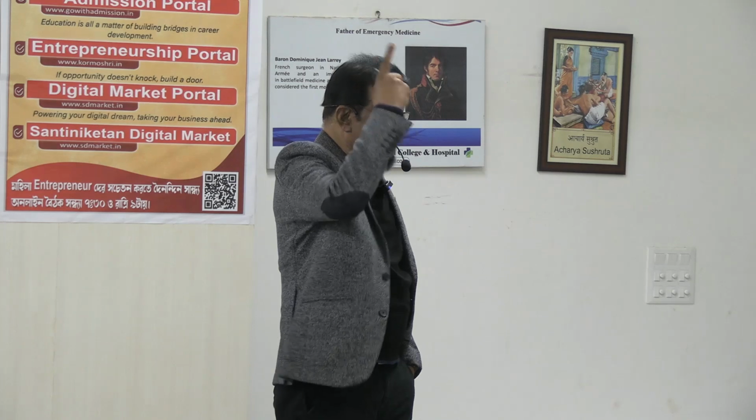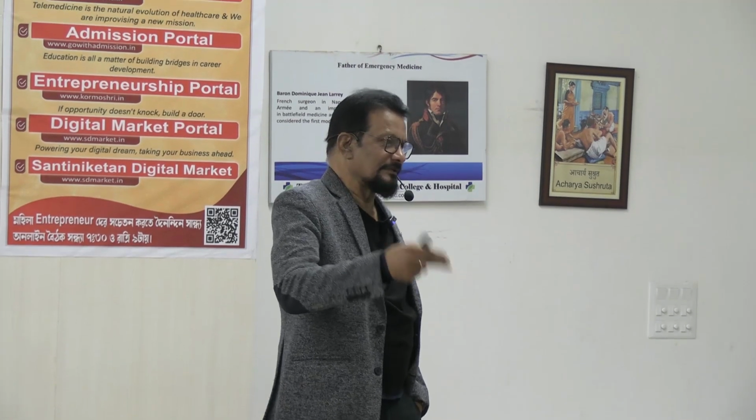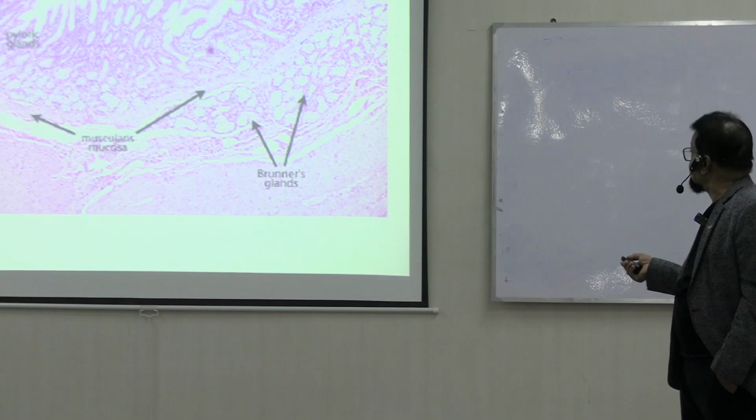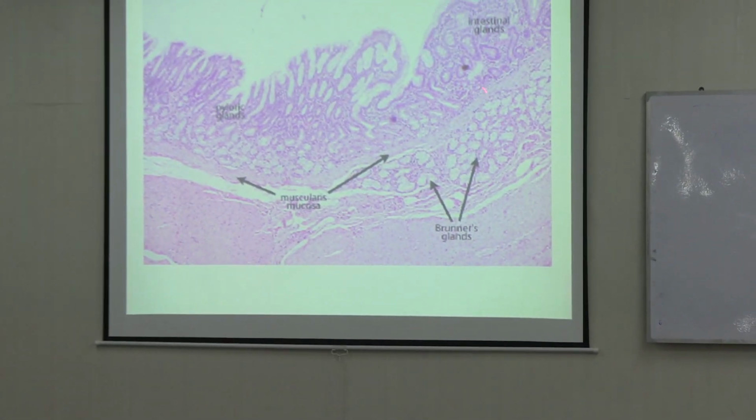What is their function? Their function is mainly to secrete mucin. And this mucin from this gland, their secretion is also under the control of the vagus nerve. So when the vagus nerve is stimulated, their secretion will be increased. So there will be mucus in the succus entericus. So these are the Brunner's glands.